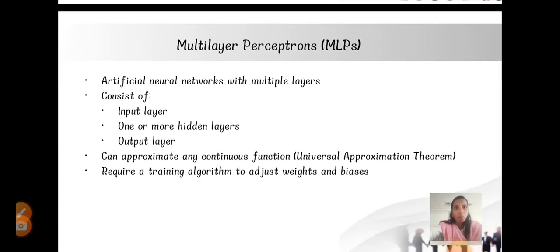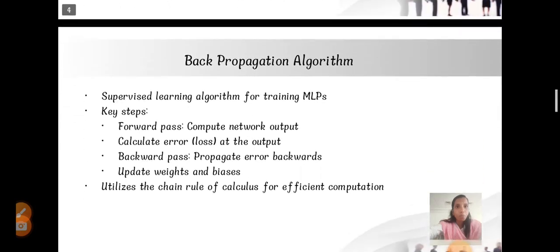Multi-layer perceptrons. Artificial neural networks with multiple layers. It consists of an input layer, one or more hidden layers, and an output layer. It can approximate any continuous function, as denoted by the universal approximation theorem, but requires a training algorithm to adjust weights and biases.